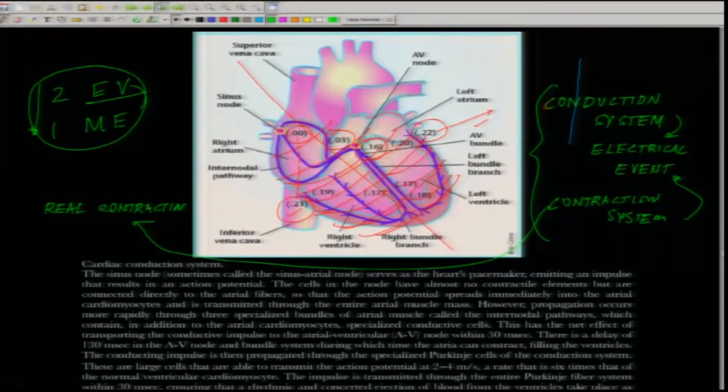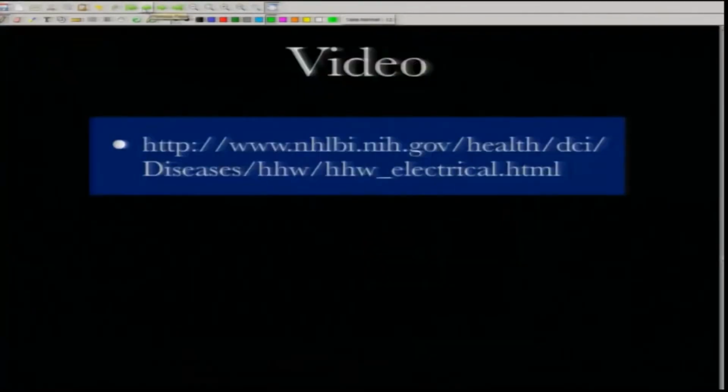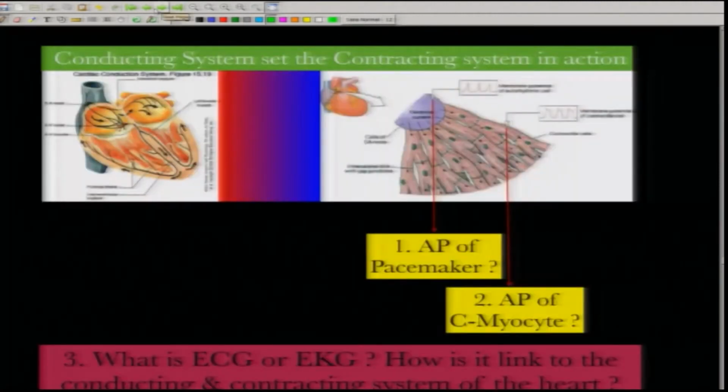If we move on to the next slide, you can visit this video, that will give you an idea about some of the disease conditions. Now, this is the fundamental question: what is ECG or EKG and how is it linked to the conduction and contraction system? We have talked about the action potential of pacemakers, and the action potential of cardiac myocytes, and this is where the induction is happening. So this is getting spread into the cardiac myocytes. Up to this it is clear.